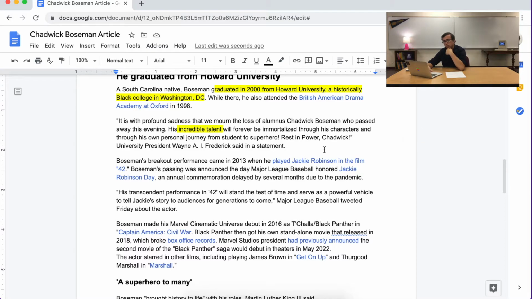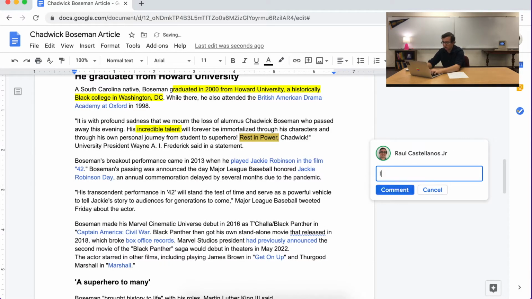So this is interesting to me. Rest in power. Usually people say rest in peace. Now, I don't know if I'm going to need to look at this later, but I feel like this might be important, or it might just be a cool quote that I can use in the paper that I'm going to write. So I'm going to write myself a note here. I'm going to click the plus. And I'm going to write interesting.